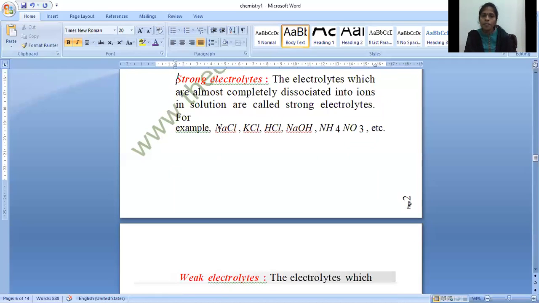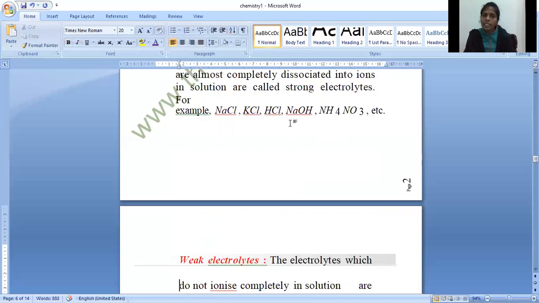Here NaCl, it is one of the strongest salts. KCl, it is also a strong salt. HCl, hydrochloric acid, strong acid. NaOH, strong base, sodium hydroxide. NH4NO3, ammonium nitrate. Here ammonium nitrate is one of the salts. This salt is a strong salt. Yes. So these are the best examples of strong electrolytes.